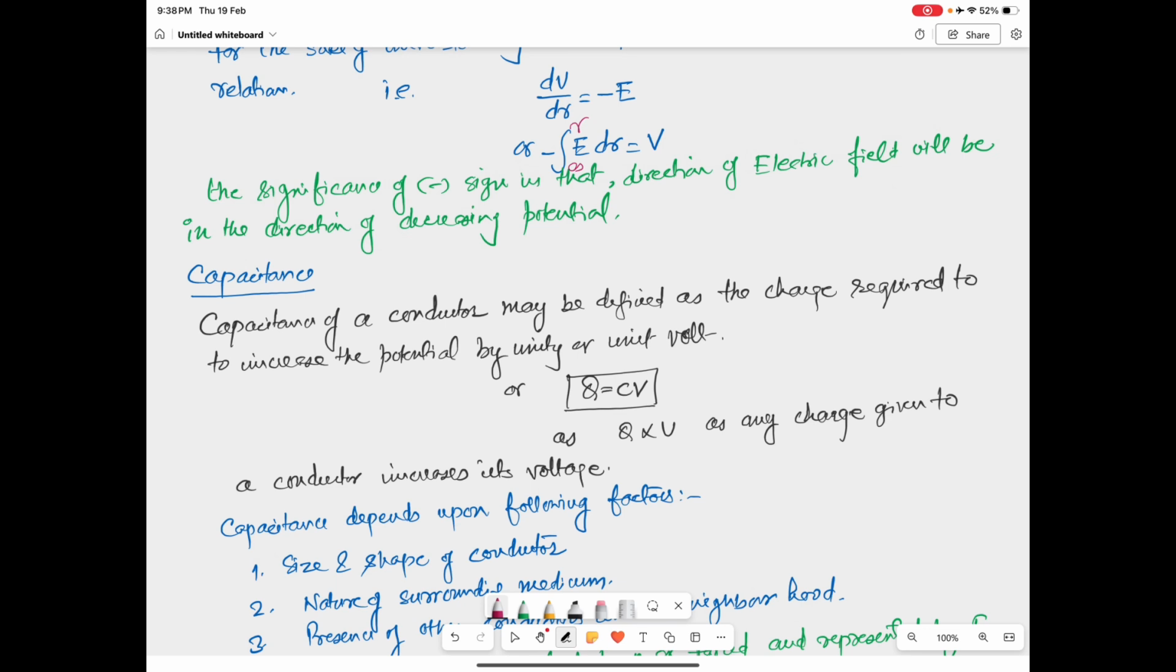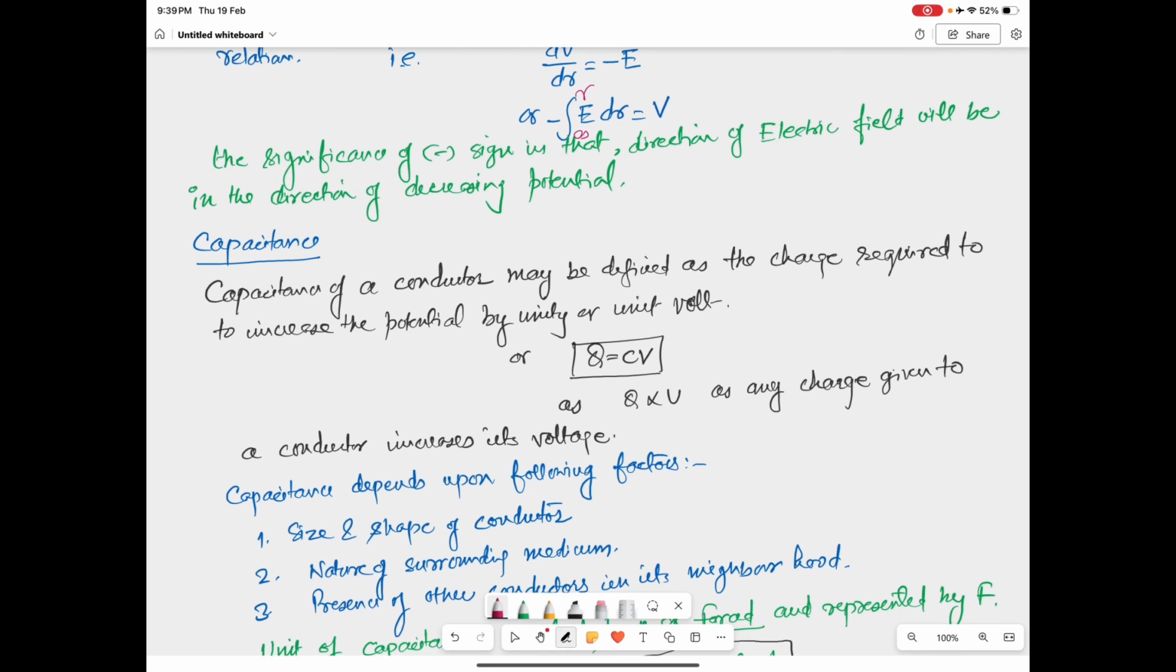So now we come on to the capacitance. The capacitance of a conductor may be defined as the charge required to increase the potential by unity. If there is any conductor, it will have the capacity to hold some charge. So when we add charge to it, there is an increase in the potential. Up to a certain potential, it can hold the charge. Beyond that, if we increase the potential, what will happen? Because of the electrostatic forces between the atoms, ionization happens and it cannot hold further charge. Therefore, there is a limit up to which it can hold the charge.